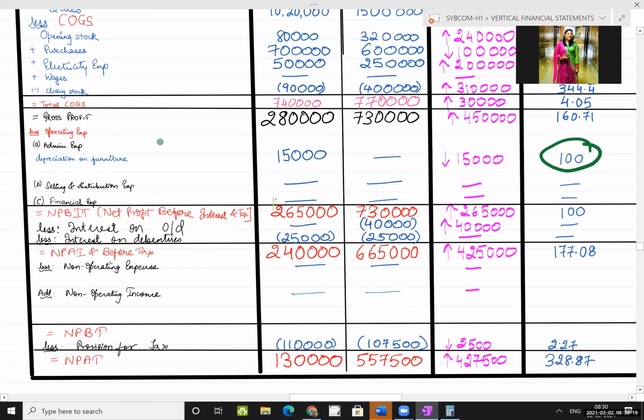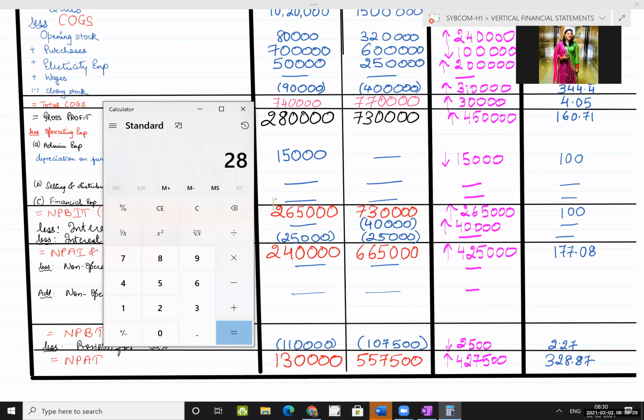Next, net profit before interest and taxes. ओके. सो 2,80,000 माइनस 15,000 कितना हुआ? 2,65,000. और ये कितना है? 7,30,000. तो 2,65,000 से 7,30,000 हो गया, मतलब बढ़ गया, बराबर ना? 2,65,000 से it has become 7,30,000. सो 4,65,000 का इंक्रीज हुआ है.